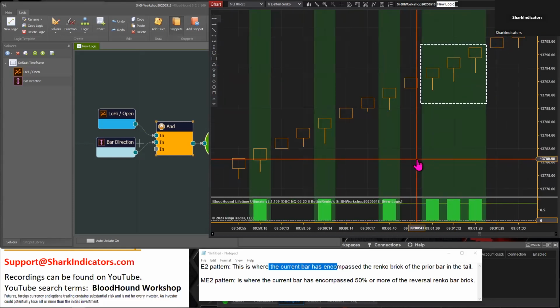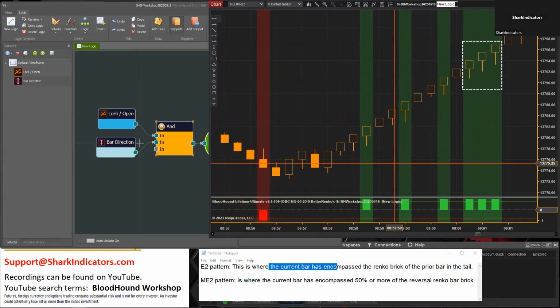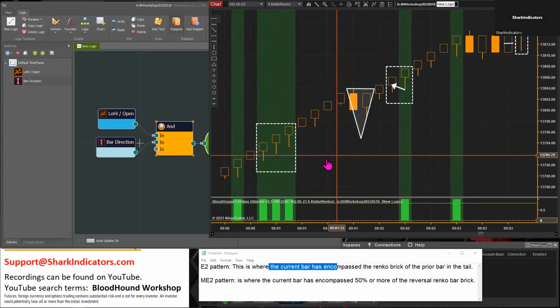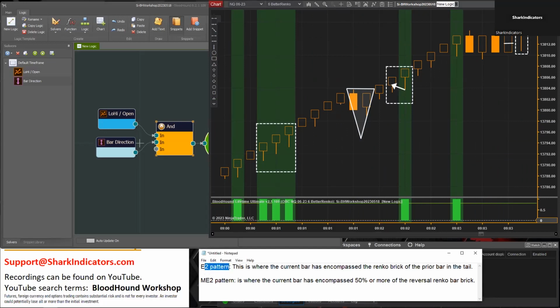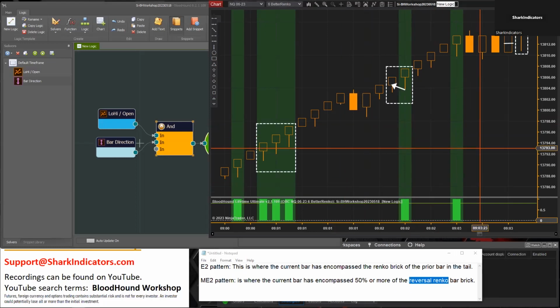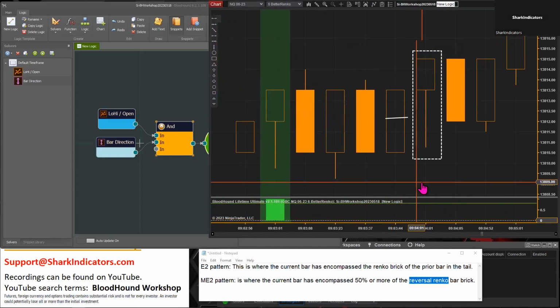So there we go. Actually, wow, this uptrend here actually had quite a few. All right, so that would be the E2, the first pattern there. And so now let's work on the ME2, which involves a reversal bar.